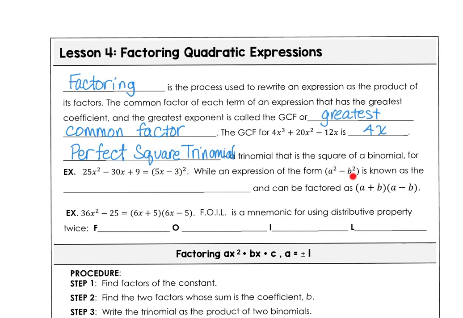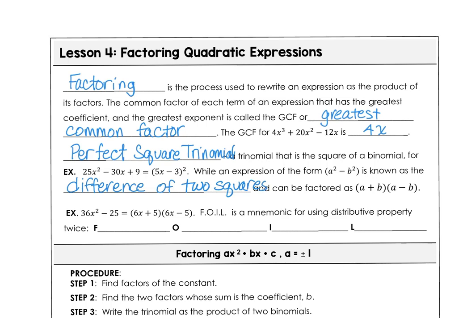But an expression in the form of a squared minus b squared, that is not a perfect square trinomial. That's what is known as the difference of two squares. And that can be factored as conjugate pairs, a plus b times a minus b.